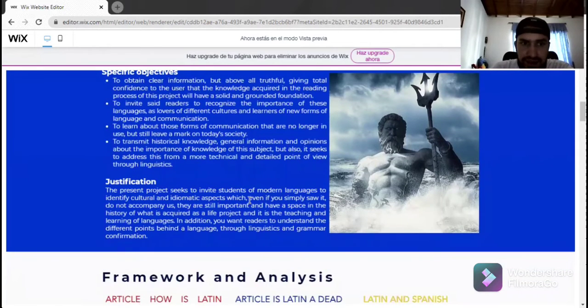And in the justification, the present project is to invite students of modern languages to identify cultural and idiomatic aspects. So my classmates are going to explain more about it.